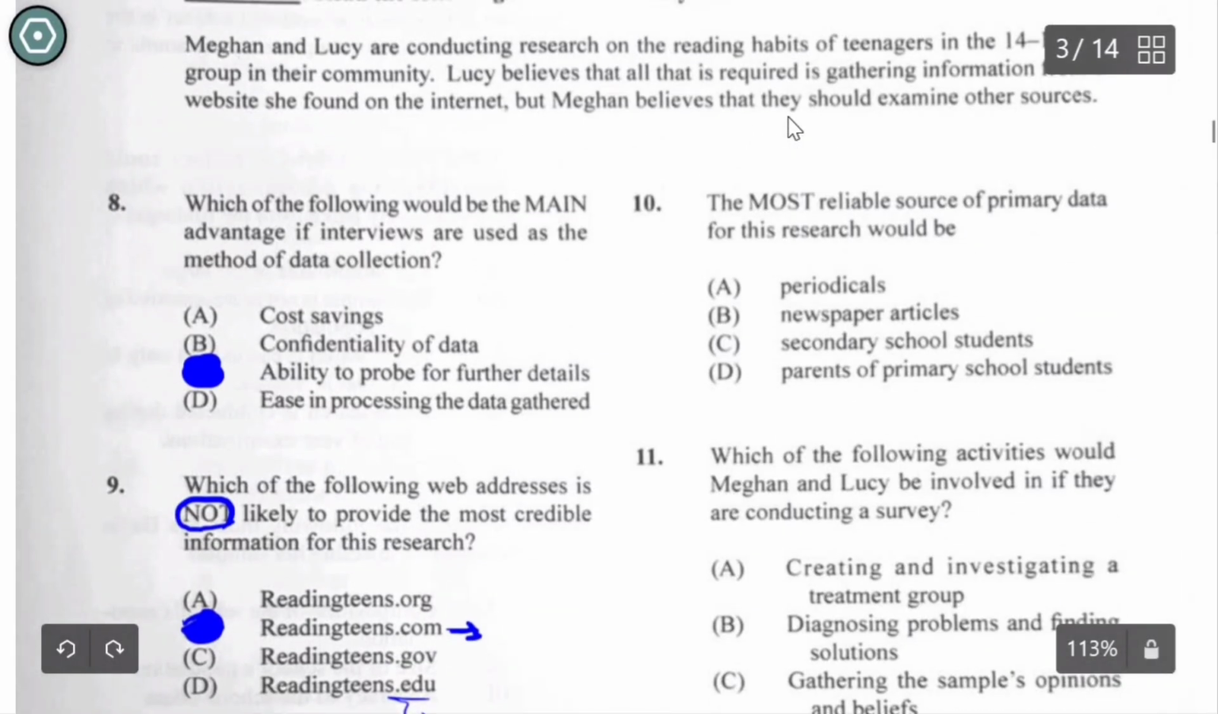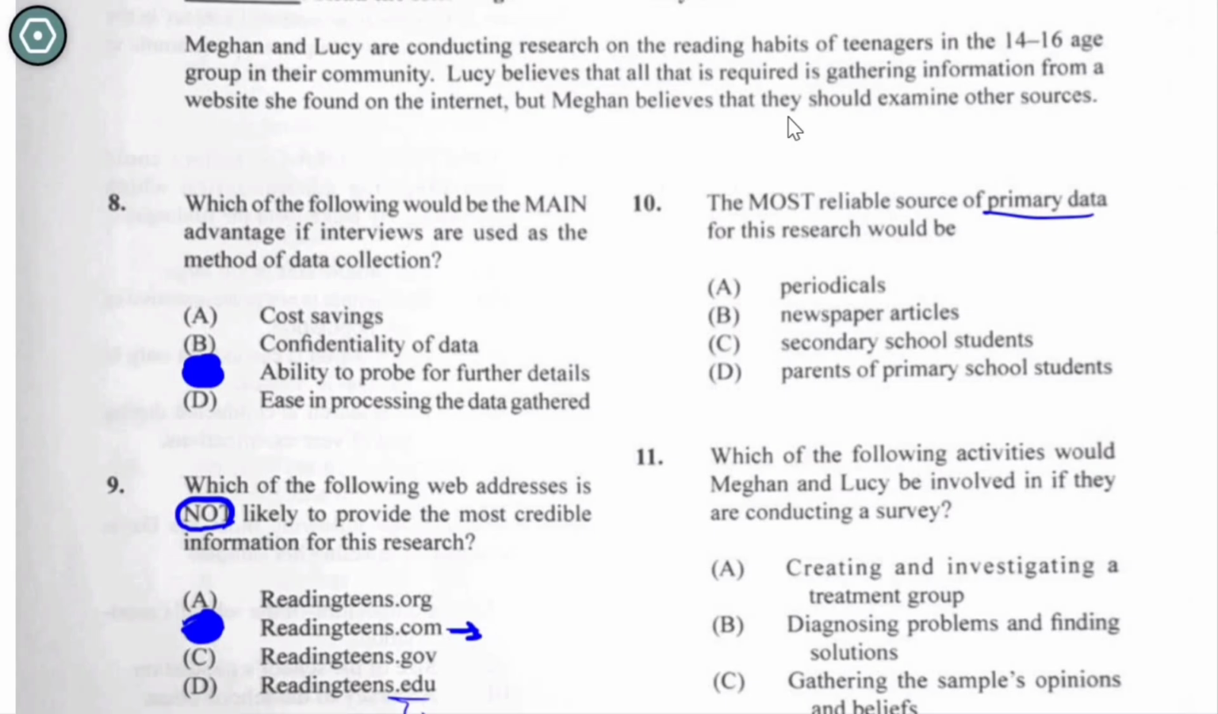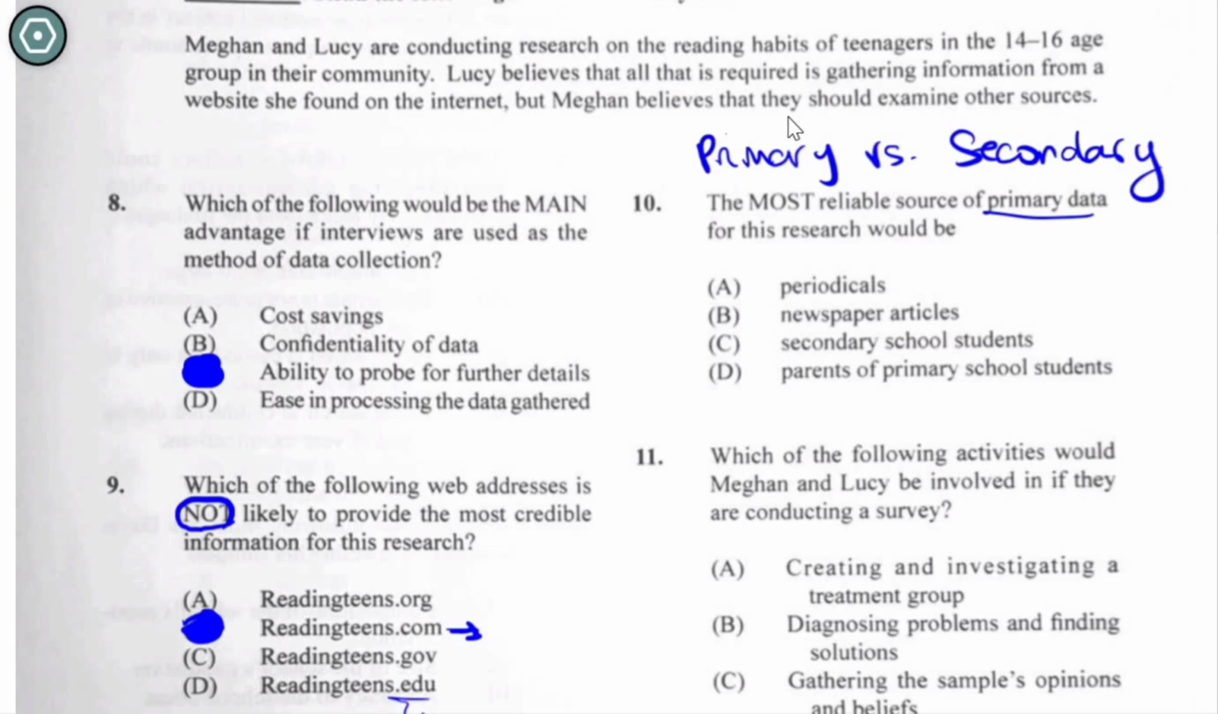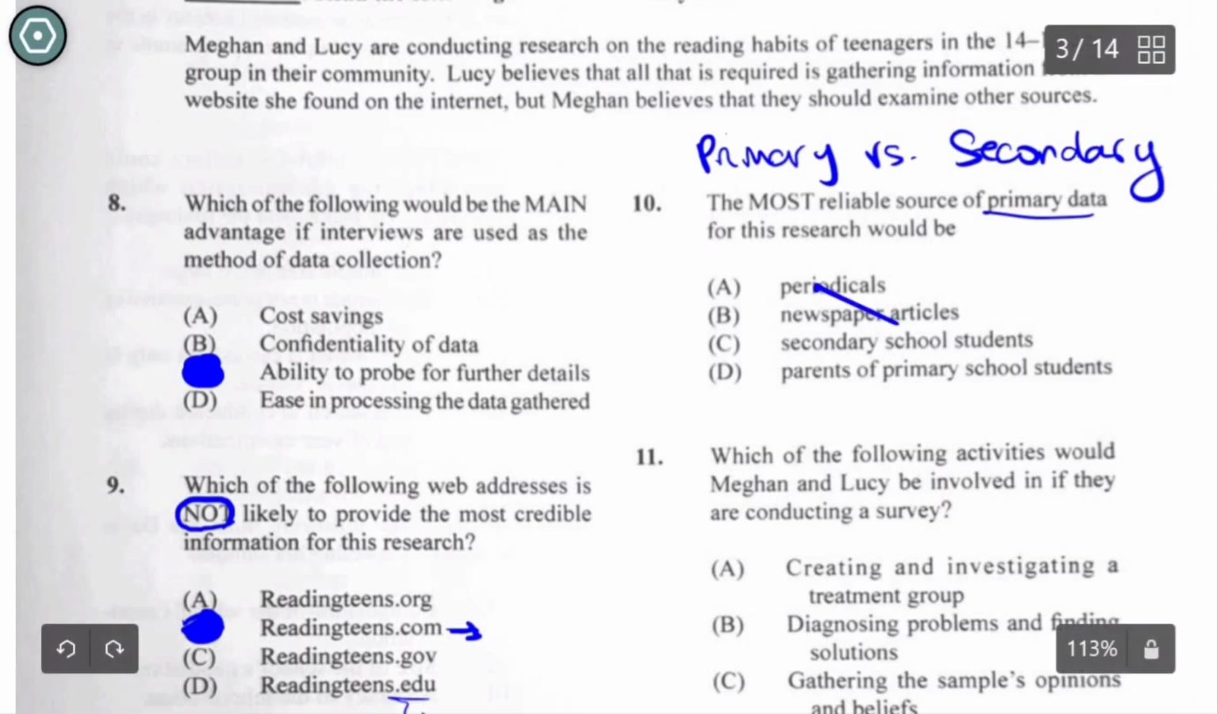Number 10, the most reliable source of primary data for this research would be. Alright, I know some of you may be watching this to see what the exam would be like, so here's a little hint. Look up primary versus secondary data, okay? When you're thinking about primary data, you want information that's straight from the horse's mouth. While secondary data would be what is interpreted, paraphrased, and whatever. So primary is as raw as the data is going to get, okay? So periodicals and newspaper articles would be secondary sources.